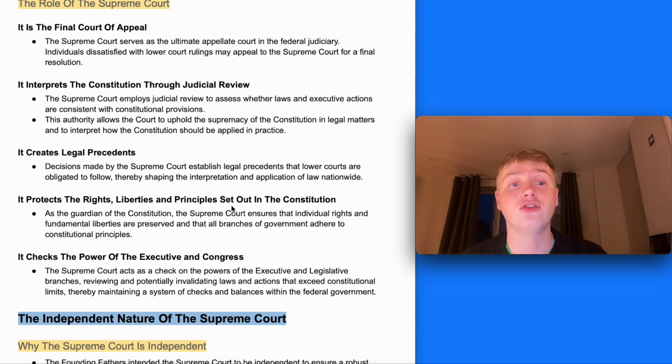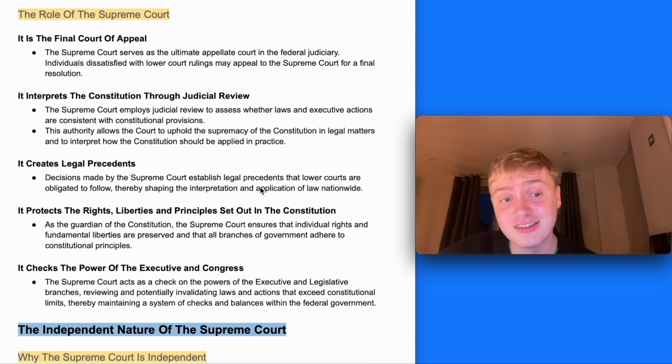It interprets the Constitution through judicial review. So the Supreme Court employs judicial review to assess whether laws and executive actions are consistent with constitutional provisions. This authority allows the court to uphold the supremacy of the Constitution in legal matters and to interpret how the Constitution should be applied in practice. And we'll look at that in much more detail later in the video.